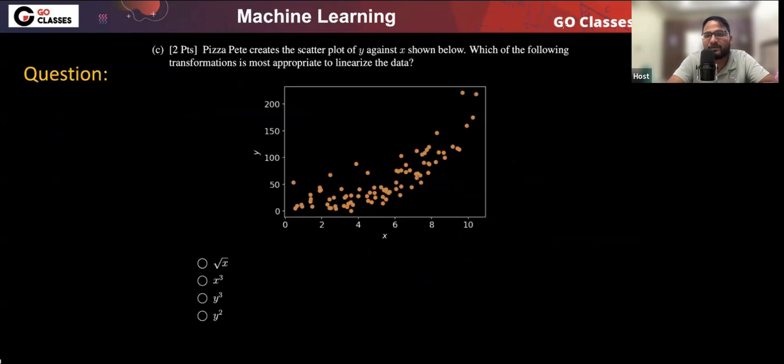Okay, so now let's see this question. What they are saying is that one person creates the scatter plot of y against x as shown. Which of the following transformations is most appropriate to linearize this data? They want a linear relationship. Which of the following transformations is most appropriate? Which one is the correct answer?